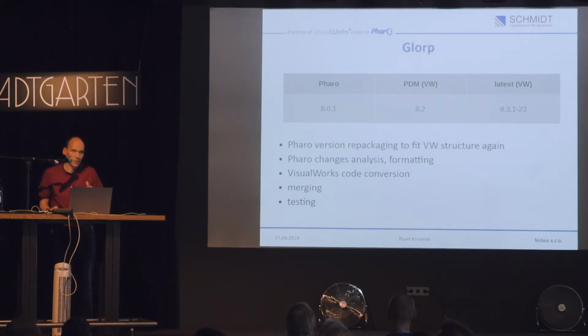Then we did analysis of all the changes that were done in Pharo, checking all the formatting changes and so on. After that, we used our tools to export Glorp again from VisualWorks and merge it with the changes that were done in Pharo. After some testing, and this process is still ongoing, the Pharo community can use the very latest Glorp implementation again.